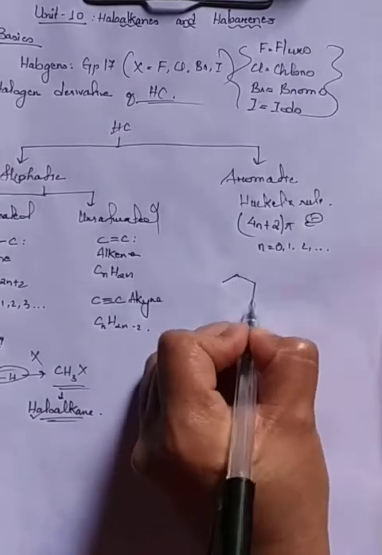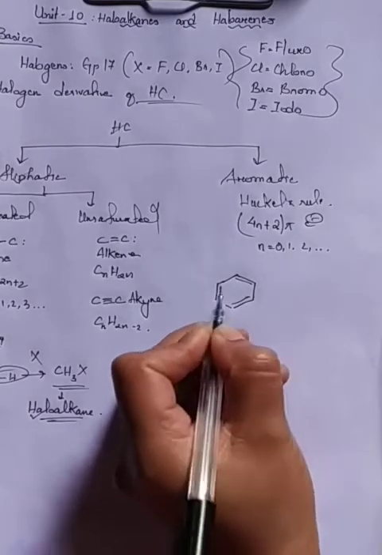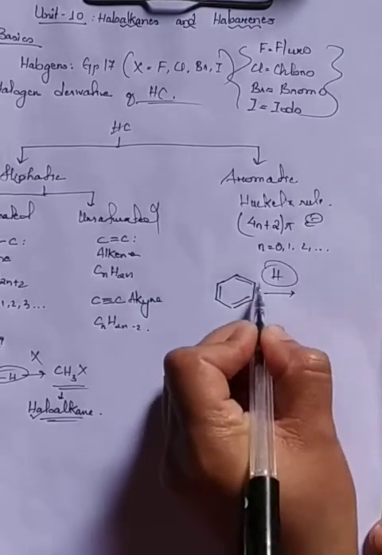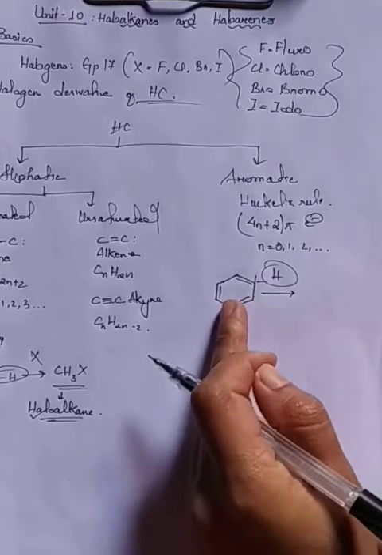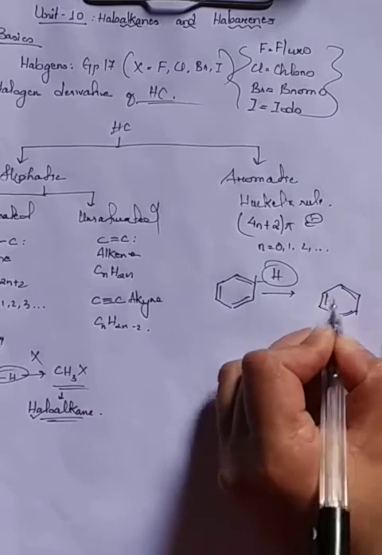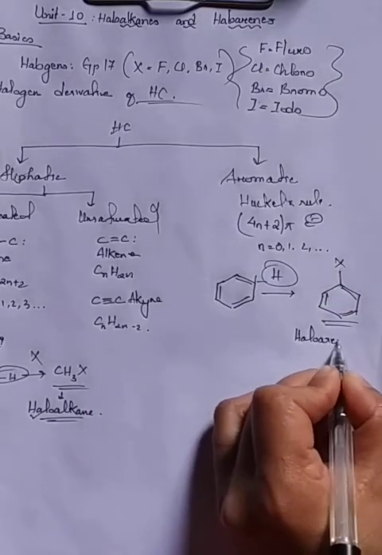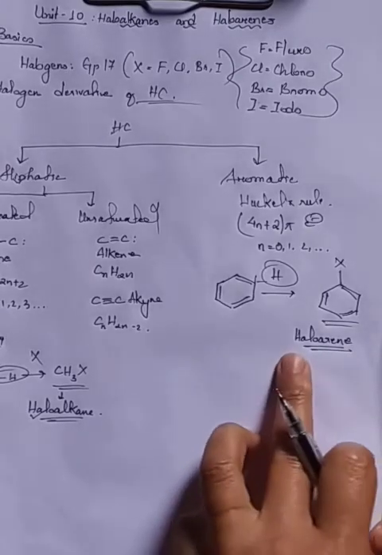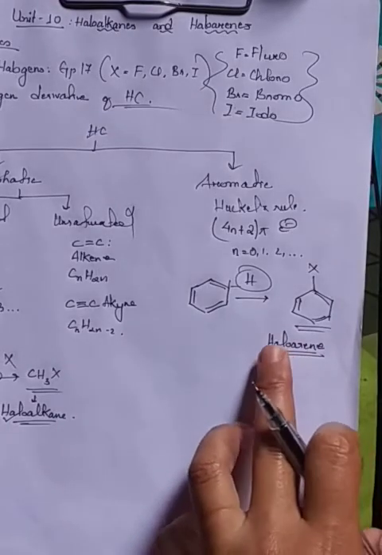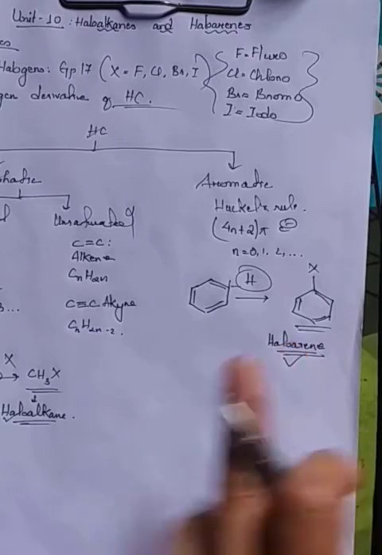Now, if we have a benzene ring, and any of the hydrogen atoms attached to the benzene ring is replaced by a halogen atom, we'll be getting a structure in this way. This is known as haloarene. This structure, haloarene, is the one that we'll be studying in our unit 10, that is our haloarenes.